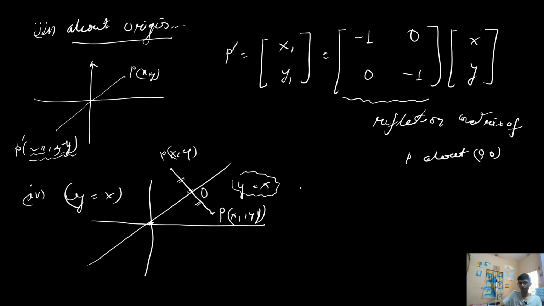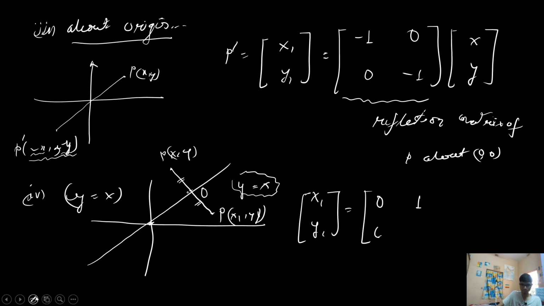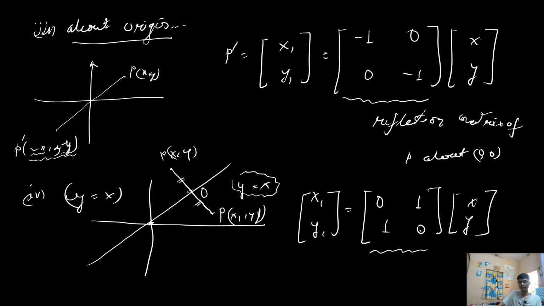We can also solve this relation by taking the help of a matrix. The reflection matrix: x1 y1 is basically equal to [0, 1; 1, 0] times x and y. So this is also known as the reflection matrix of any point which is reflected about the line x is equal to y.